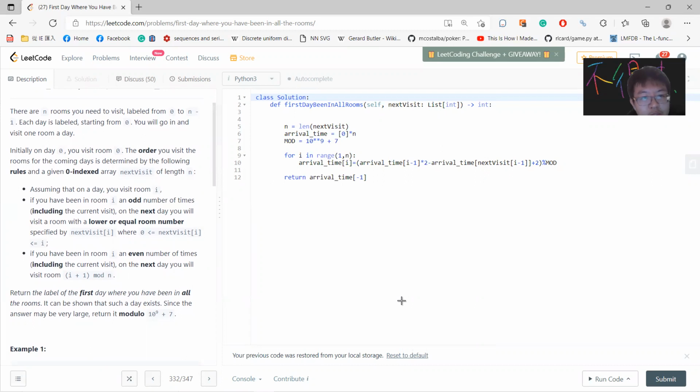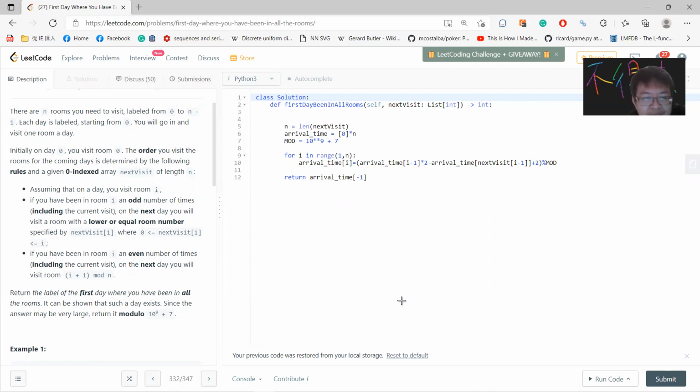So there are n rooms you need to visit, labeled from 0 to n, and each day is labeled one by one. You start with room 0, and there's a strange array called nextVisit, and a strange rule: when you visit room i, if you have visited it an odd number of times, then you must go to nextVisit[i], and nextVisit[i] must be less than or equal to i. If you have visited it an even number of times, then you can go to the next room.